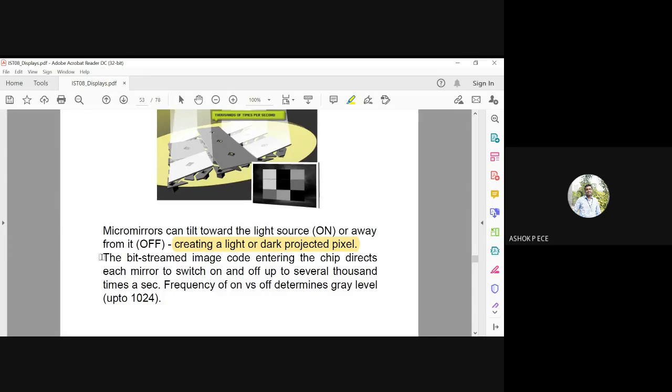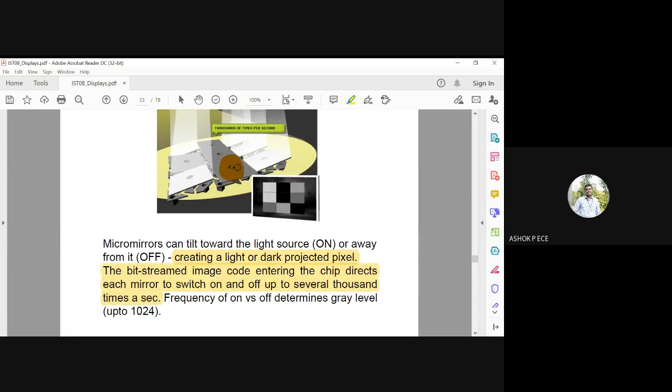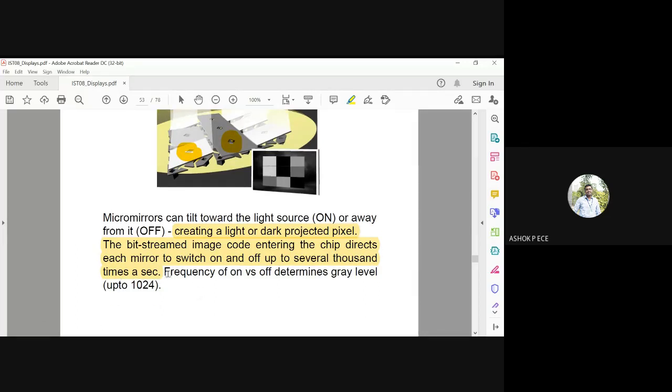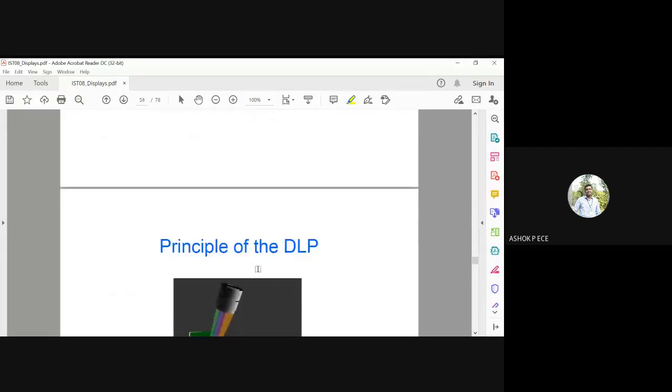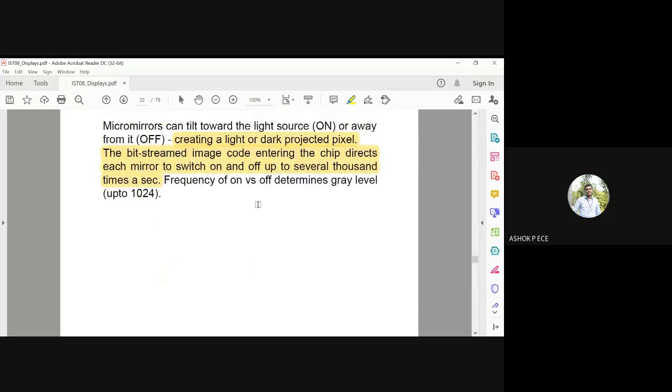So the bit-streamed image can direct each mirror to switch on and off several thousand times a second. These pixels, what you have seen, can be turned on and off several thousand times a second. Generally, it is going to be up to 1024 times a second. The frequency of on and off determines the gray level, up to 1024. So up to 1024 gray levels you can obtain, switching on and off up to 1024 times per second. In 1 second, I'm going to switch it 1024 times, on and off.